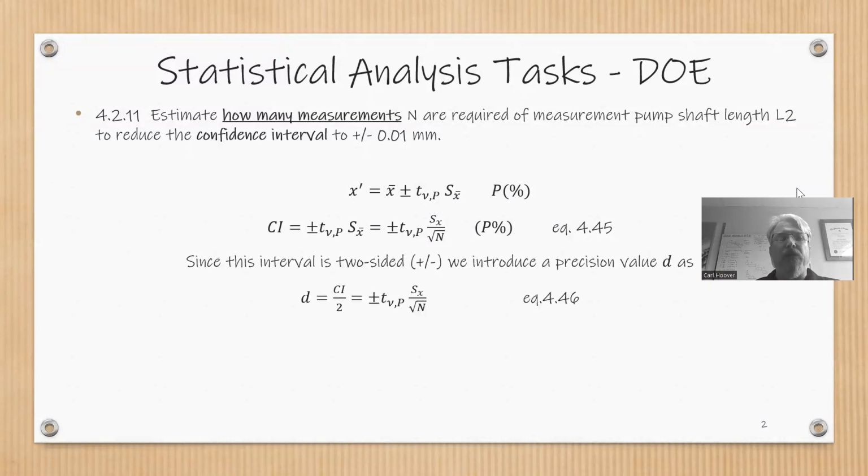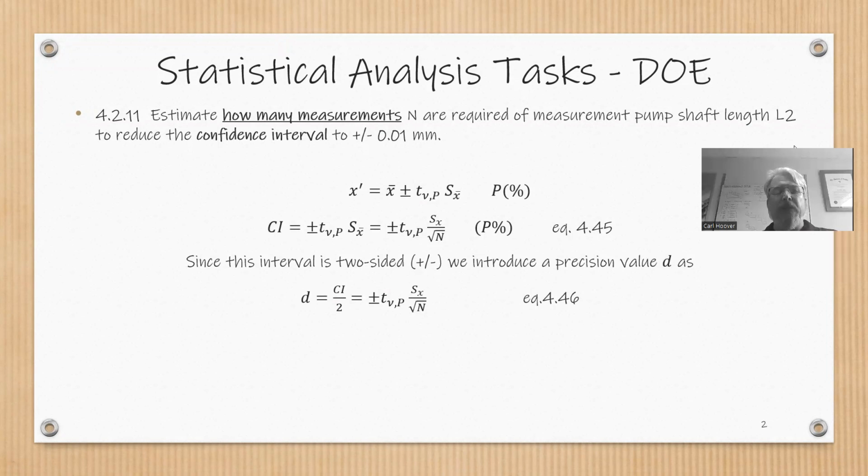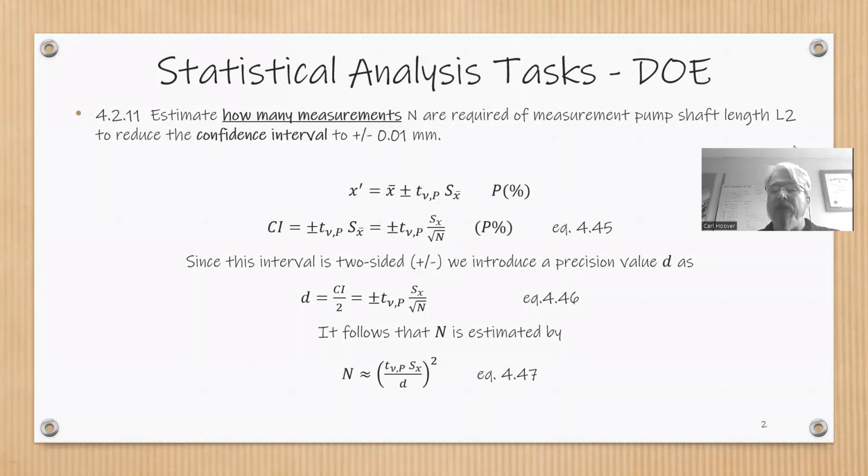So how do we use that to answer this question about measurements? Well, first we note that the interval is two-sided, so it's a plus and minus range, and so our confidence interval is a range that we can divide in two and define as student's T times standard deviation over square root of n. If we do a little algebra, we can solve for n, the number of samples. And in so doing, we can see n approximately equals student's T for given degrees of freedom and a given probability, times the standard deviation of our sample divided by D, the precision value for our confidence interval, all squared.